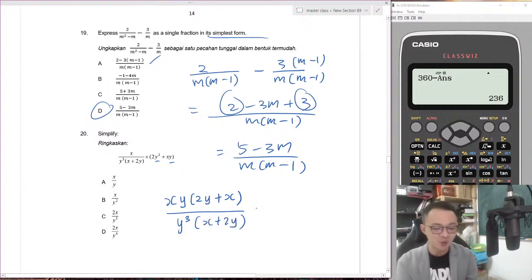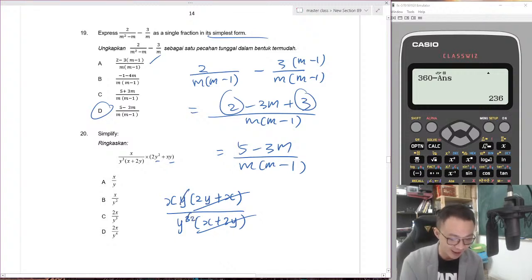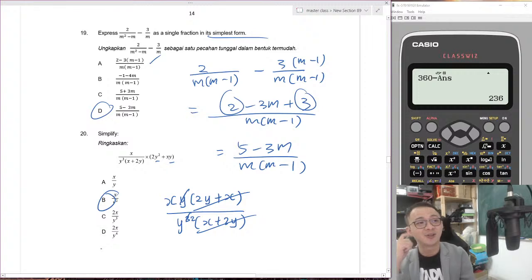You realize 2y plus x and x plus 2y is the same thing. I cut y and y I cut. So I get x over y squared. Answer will be B. Alright, so it's not too hard if you know how to factorize and how to simplify the fraction.